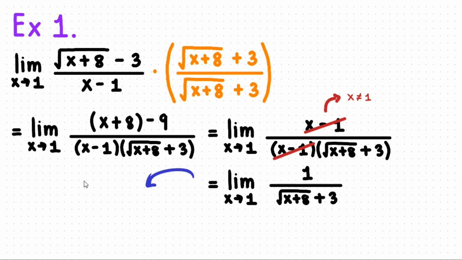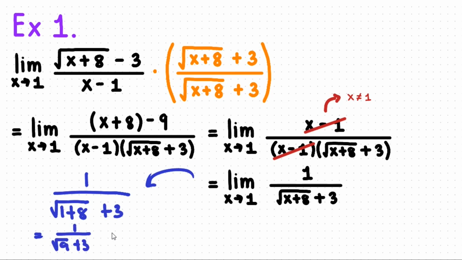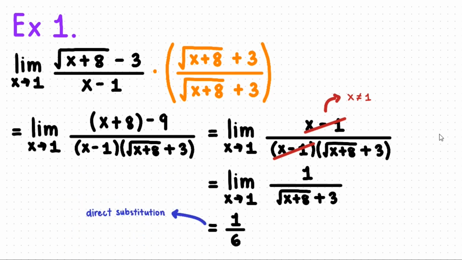So by doing that, we have 1 over the square root of 1 plus 8 plus 3. And we'll have 1 over the square root of 9 plus 3, which is equal to 1 over 3 plus 3, which is 1 over 6. So the answer for this one is 1 over 6. So that is by direct substitution, and that is the answer for this given limit. So I hope you got that one right.